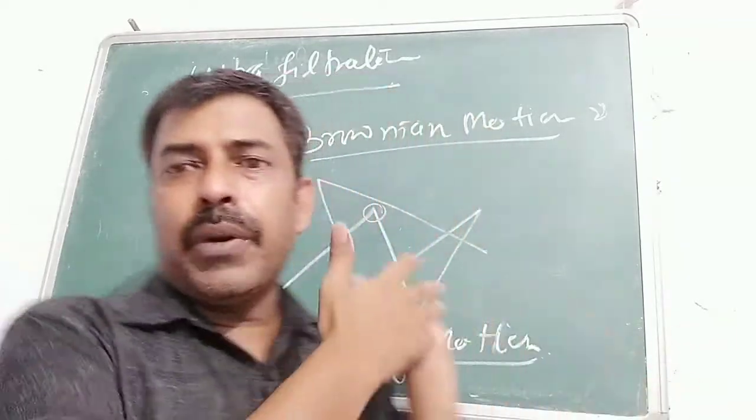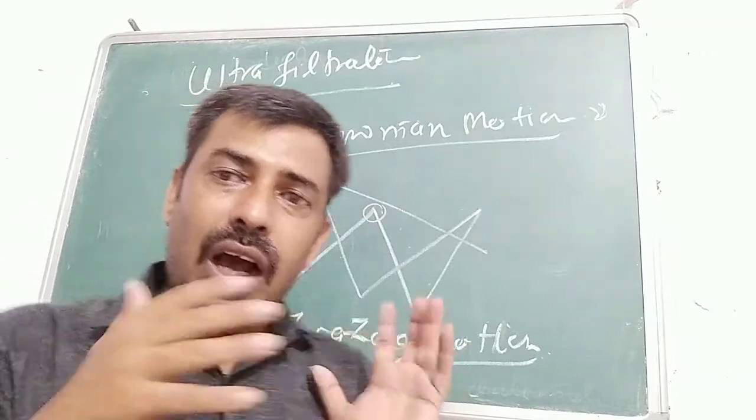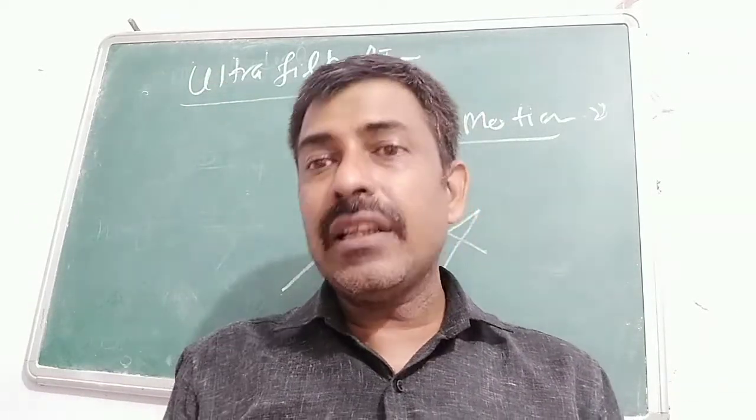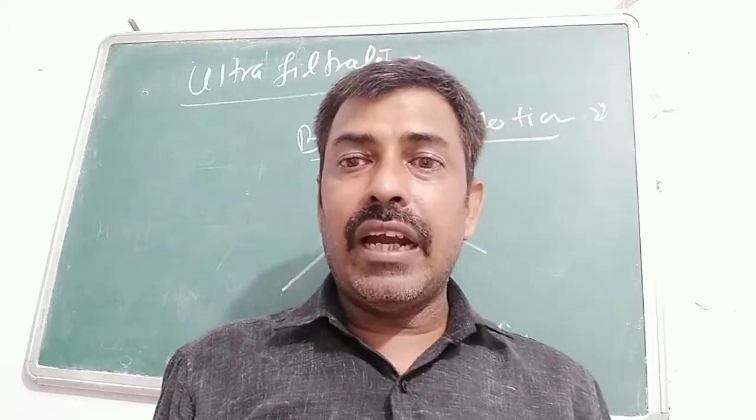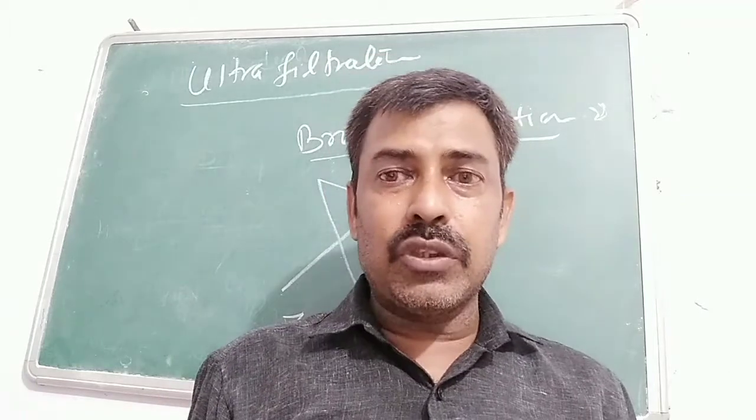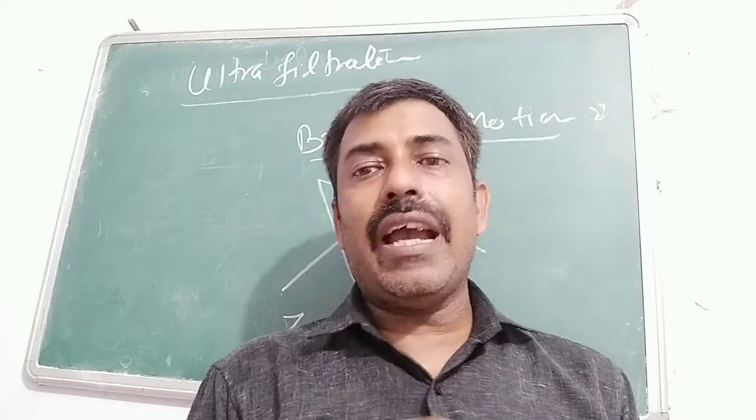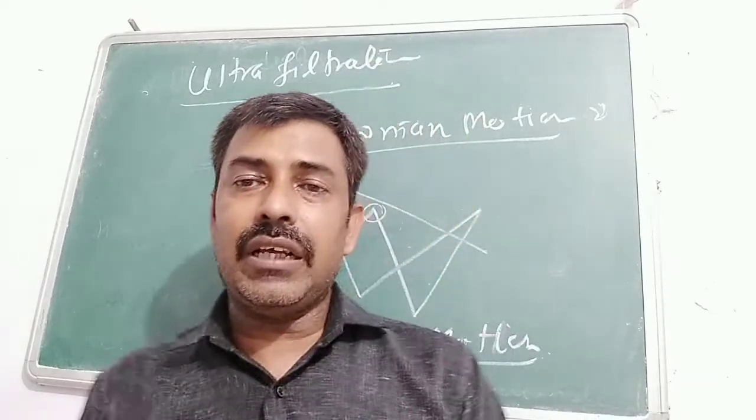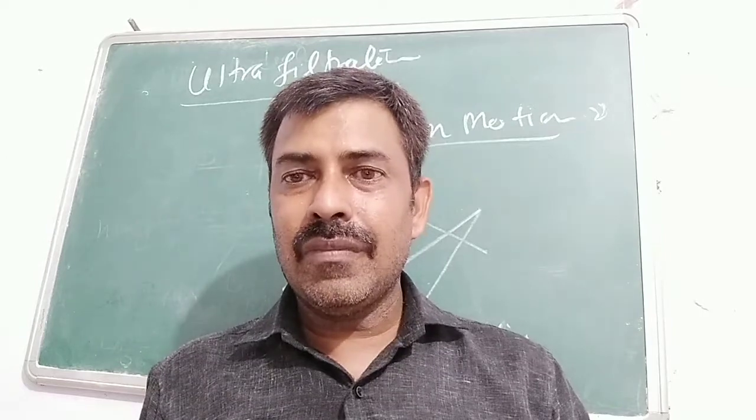So here Brownian motion is suggesting that all the colloidal particles are in random motion. All the colloidal particles are actually in random motion, and that random motion is actually the responsible factor which is suggesting that colloids are stable.